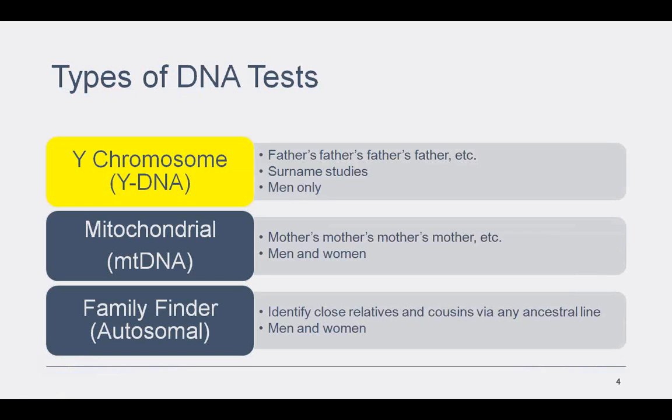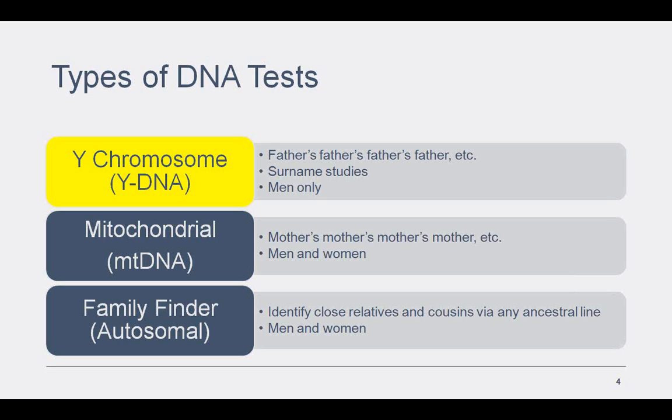All right, so for today's presentation, we will be talking about the Y chromosome. There are 3 core tests that Family Tree DNA offers: the Y chromosome test, the mitochondrial or mtDNA test, and then the Family Finder test, which is autosomal and actually the X chromosome. But today we're going to focus on the Y chromosome. On the Y chromosome, we're looking at the direct paternal line, the father's father's father's father's father, etc.